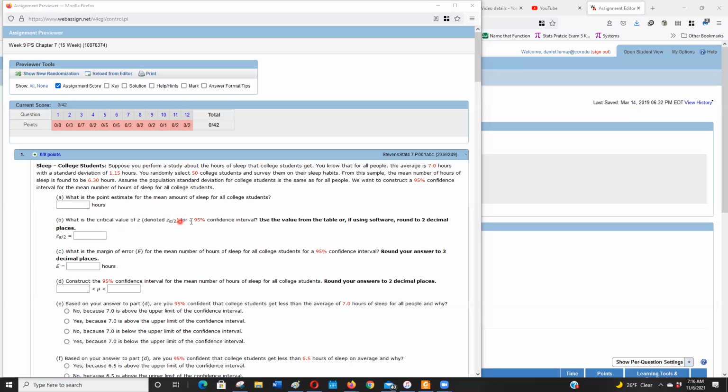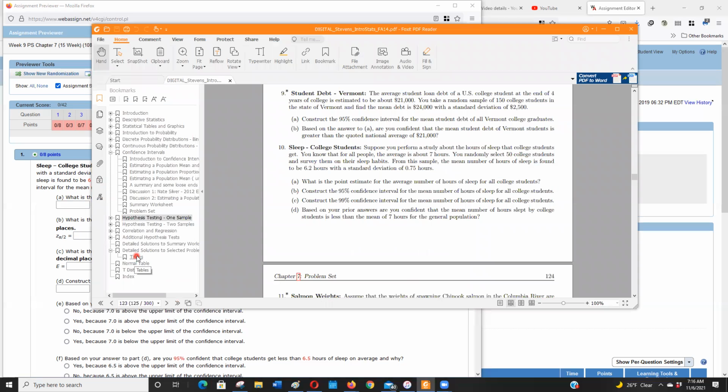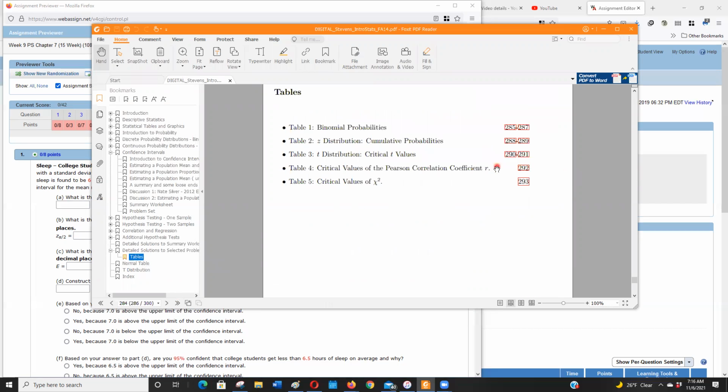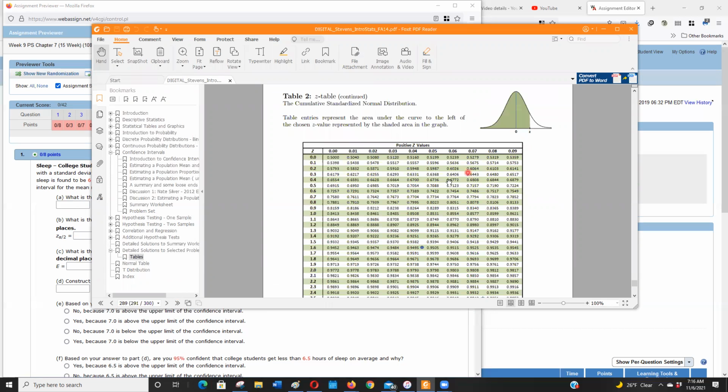Now, the critical value of Z for a 95% confidence interval, because this is a Z distribution, we can look in our normal curve table from the book. This is the only reason why this table is useful, besides finding areas. Let's see, where is the normal curve? Z, here we go.